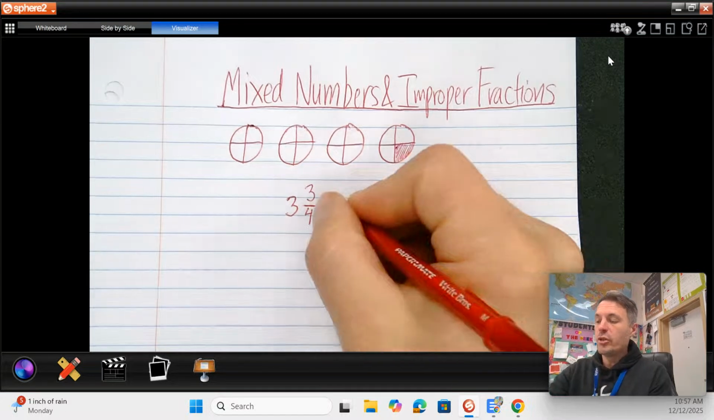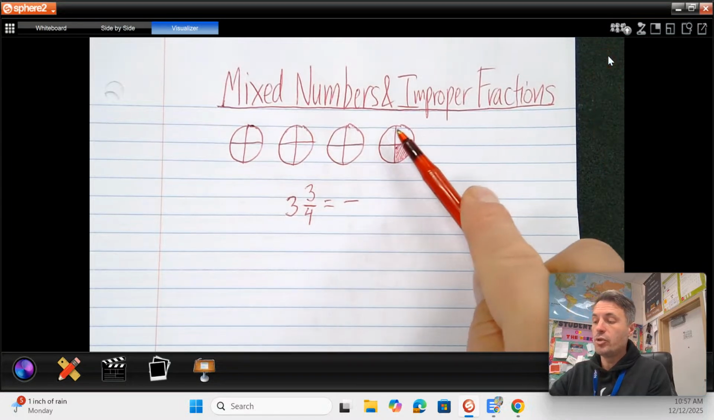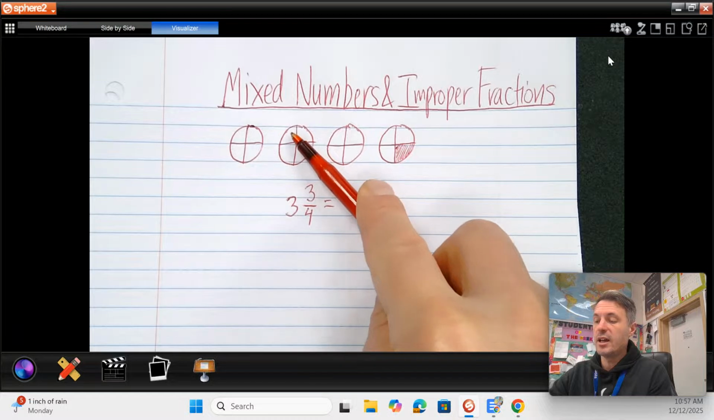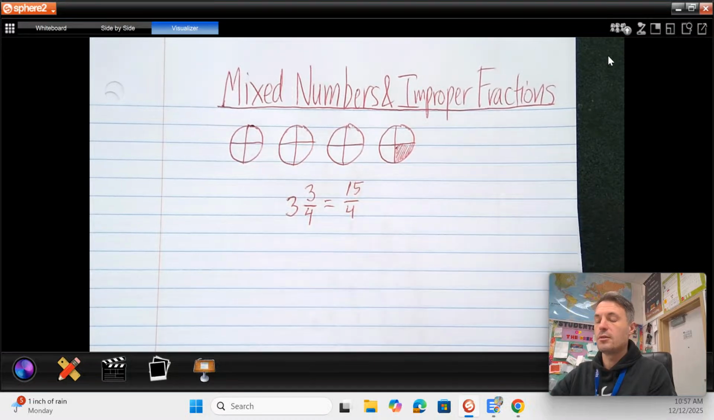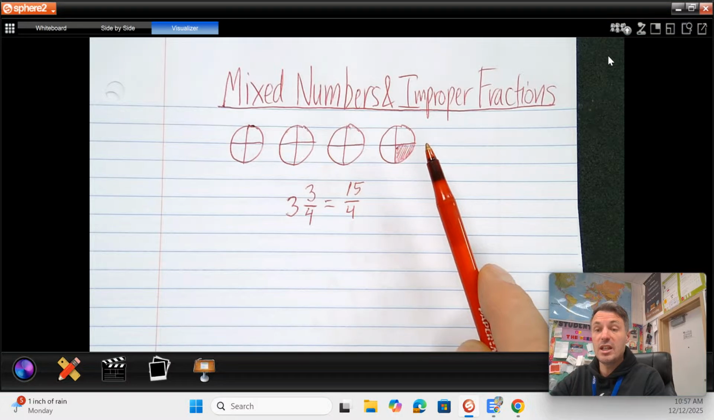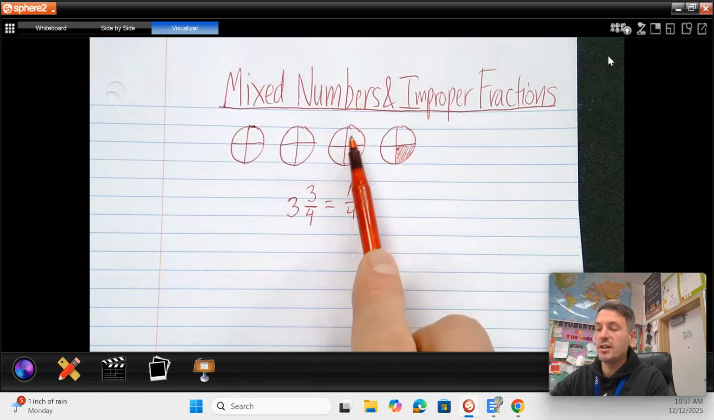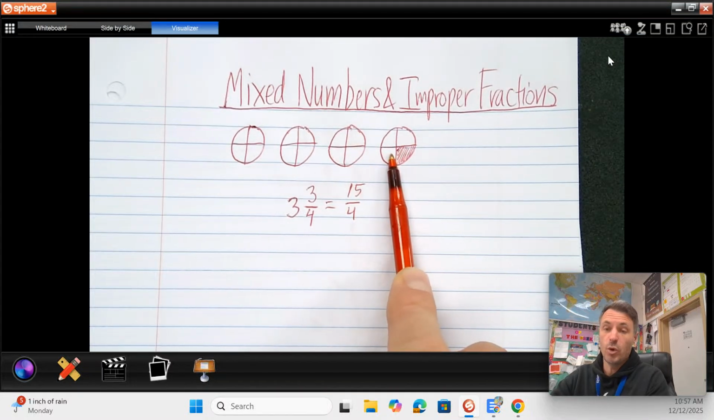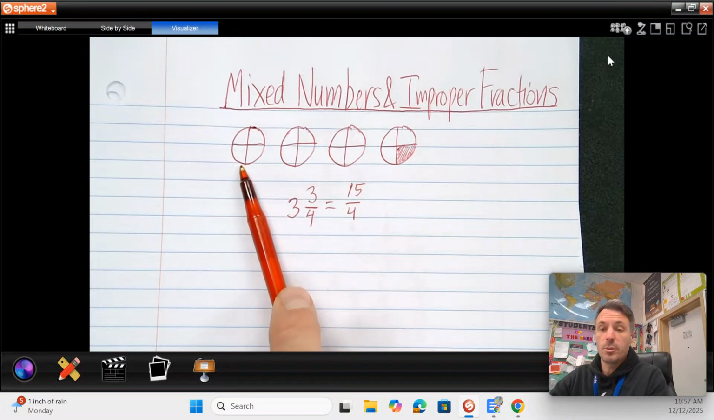Okay, now we can also show that as an improper fraction, just saying how many fourths it is. How many fourths do you have? You have 1, 2, 3, 4, 5, 6, 7, 8, 9, 10, 11, 12, 13, 14, 15. You have 15 fourths. There's 1/4 of a pizza 15 times. So you can see that it's 15 fourths of a pizza when there's a picture drawn of it.